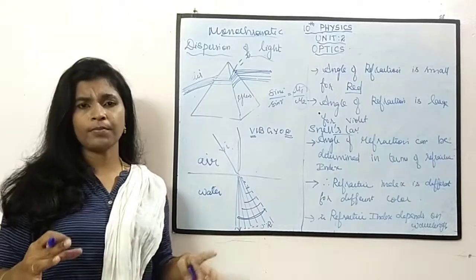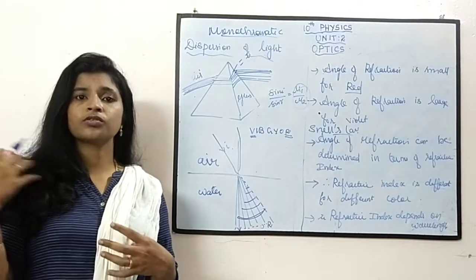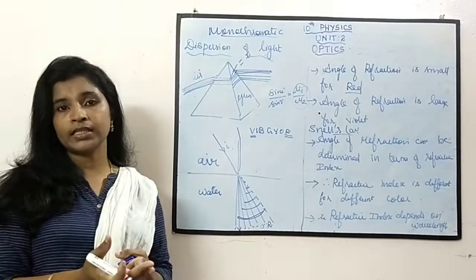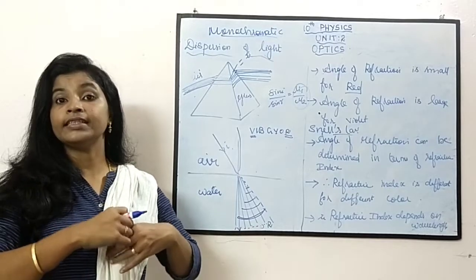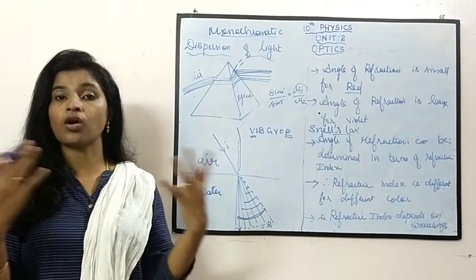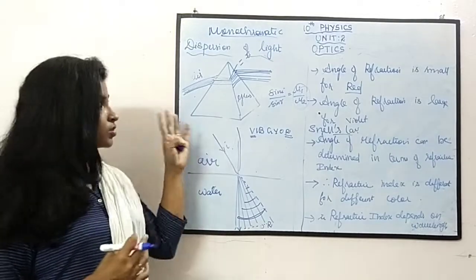Okay, so the basic concept is that when we pass white light from one medium to another medium, the light will get dispersed into its constituent colors. Okay, so this is called dispersion.